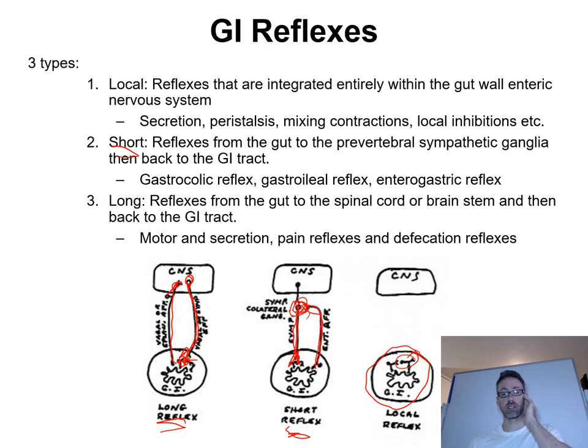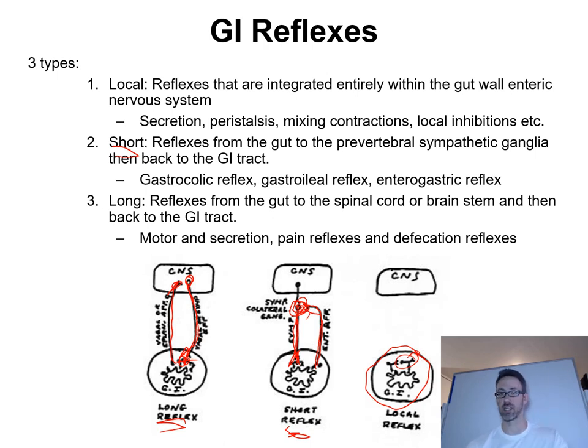And in fact, if it follows the vagus pattern where it goes from a vagus afferent to the brainstem to a vagus efferent back to the GI, that's called a vagovagal reflex because the entire thing is contained within the vagus nerves. But the longer reflexes are ways in which the central nervous system can help modulate GI activity, like the smell of food, which starts the digestive process.